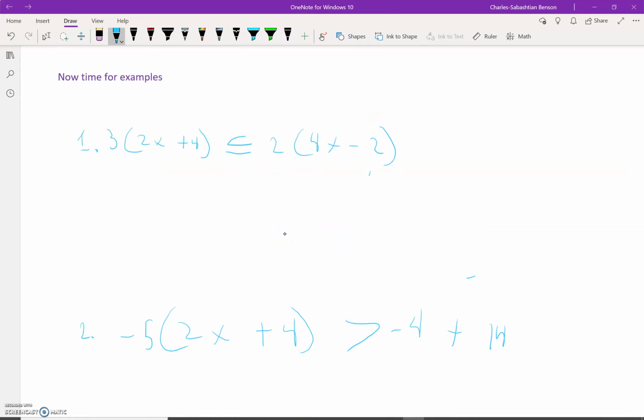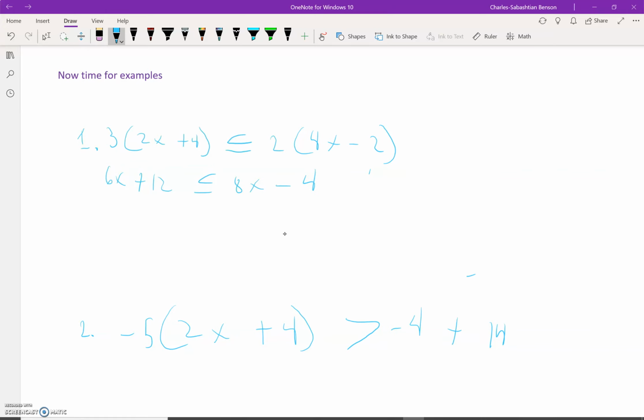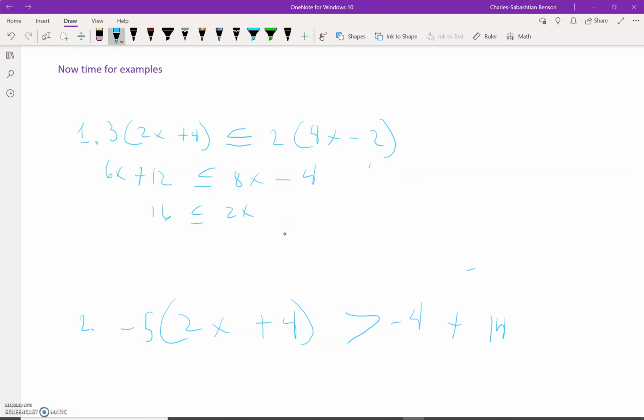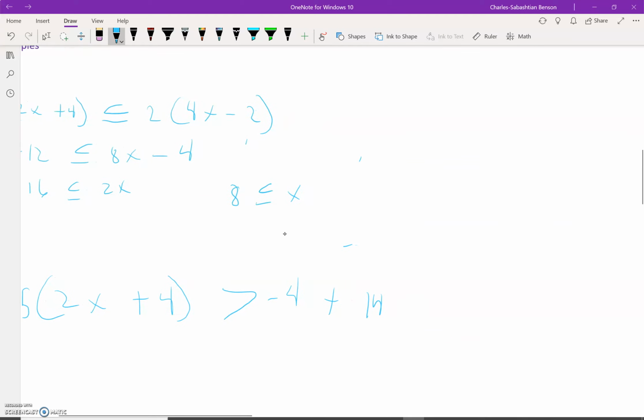Distribute, you already know, simplify on both sides of the inequality, so that will be distributing 6x, 3 times 2 is 6x, and then plus 12. Let's bring this down. 8x, negative 4. Let's add the 4 on both sides, that'll be 16, and then we're going to subtract 6x on both sides, which would be 2x. Now we're going to divide for the final step, and that'll be 8 is less than or equal to x, and let's reverse that. X is greater than or equal to 8, and here we go with our number line.